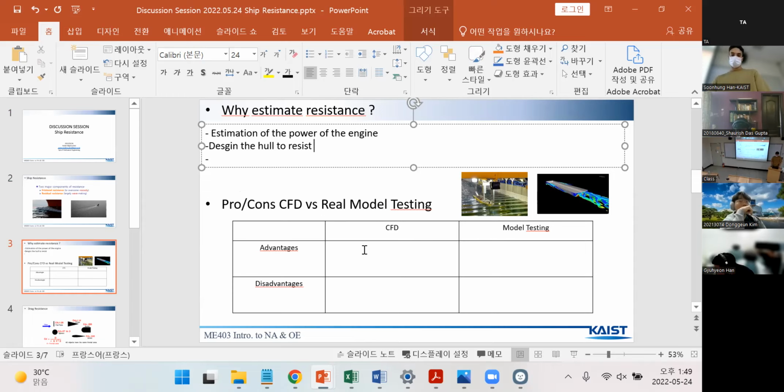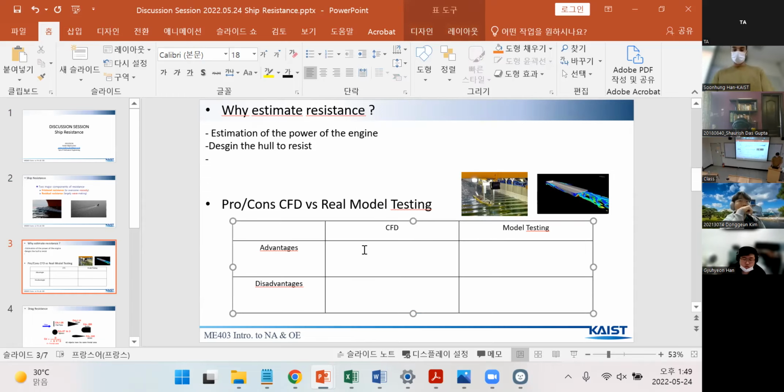Advantages for CFD must be the price, and it's cheaper to just analyze it on the computer. And the time is also faster. Also, you can create any condition you want, so it goes with the time as well. You can do winter in summer.